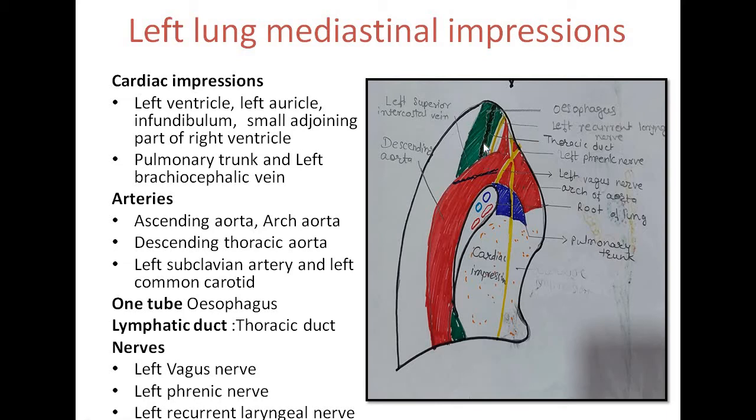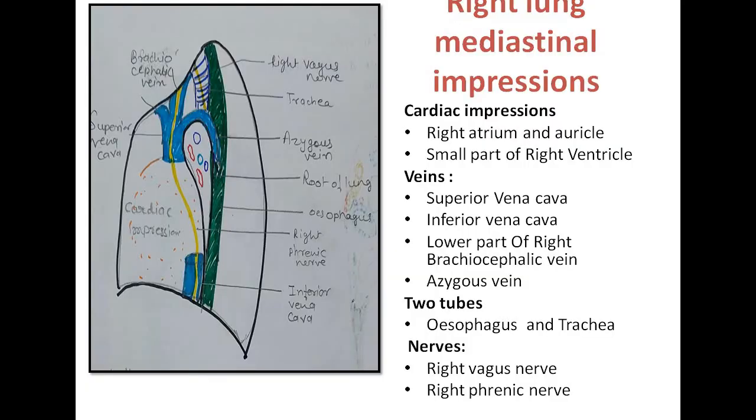Then one tube which is in the midline, that is esophagus, it creates impression on both the lungs, right and left lung. Then here you can see on left side only the thoracic duct, which is the main lymphatic channel, is creating impression. Then there are three nerves which are related with this surface. One is left vagus, left phrenic nerve, and one is the left recurrent laryngeal nerve. It is homework for you, find out why the left recurrent laryngeal nerve descends into thorax and right laryngeal nerve do not descend.